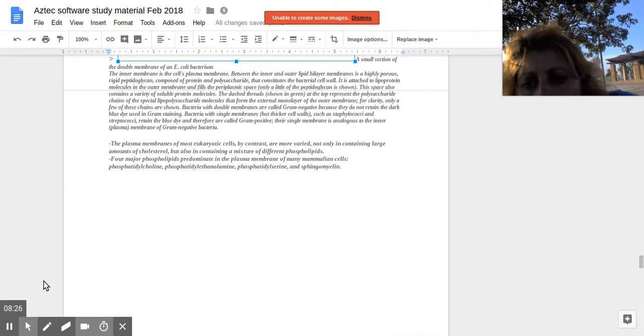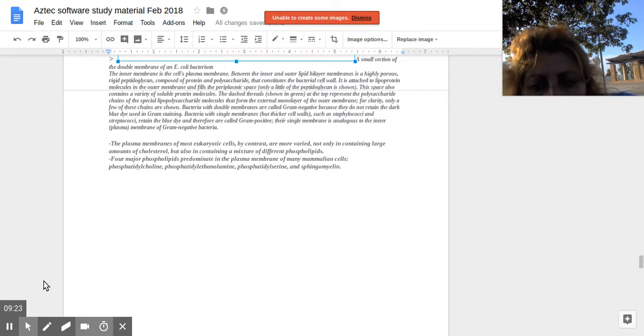So in bacteria, you have an inner membrane, which is the cell's plasma membrane, and an outer membrane as well. Between the inner and outer lipid bilayer membranes is a highly porous, rigid peptidoglycan composed of protein and polysaccharide that constitutes the bacterial cell wall. It is attached to lipoprotein molecules in the outer membrane and fills the periplasmic space. This space contains a variety of soluble protein molecules as well. The polysaccharide chains of the lipopolysaccharide molecules form the external monolayer of the outer membrane.